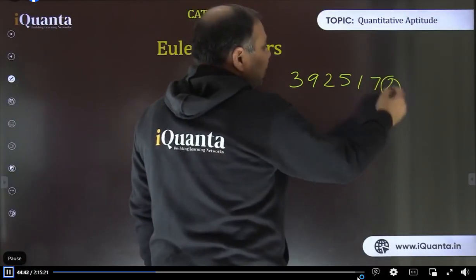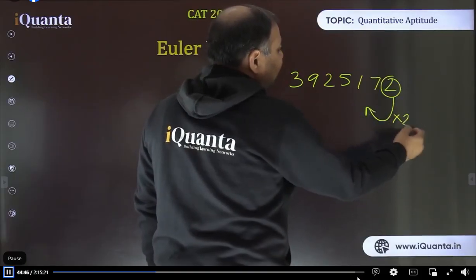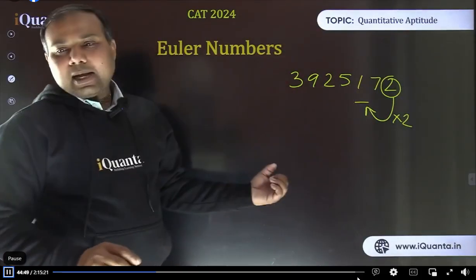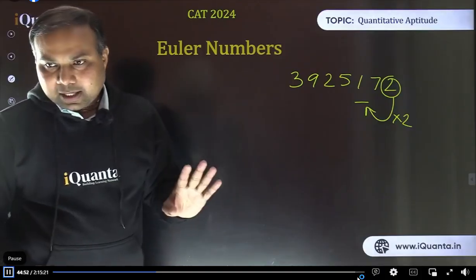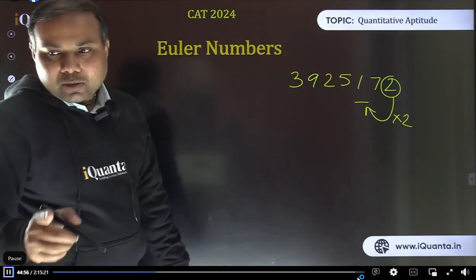You take the unit digit, double it, and subtract from the remaining number. You learn this method, and we can continue like this. In the end, we can check whether the number is divisible or not. ठीक है ना? So why does this rule work? That was the important point here.